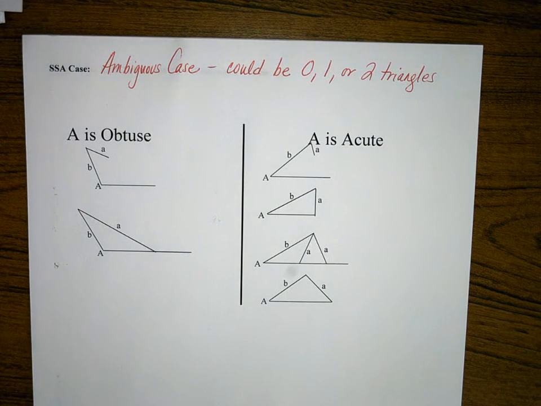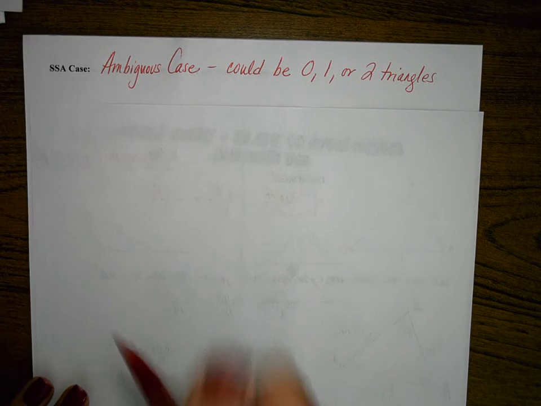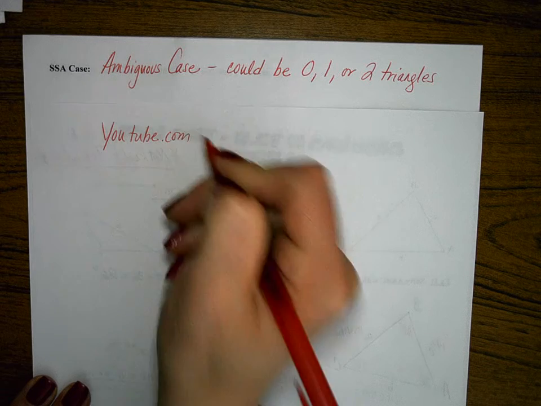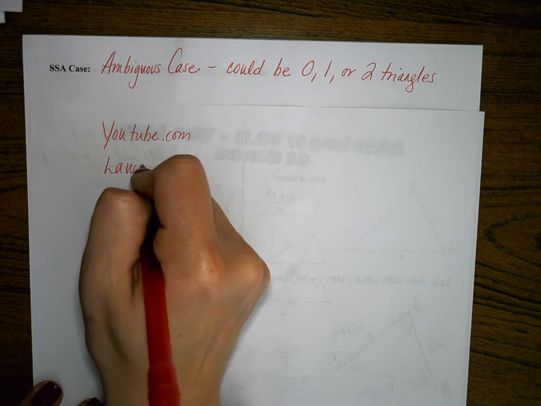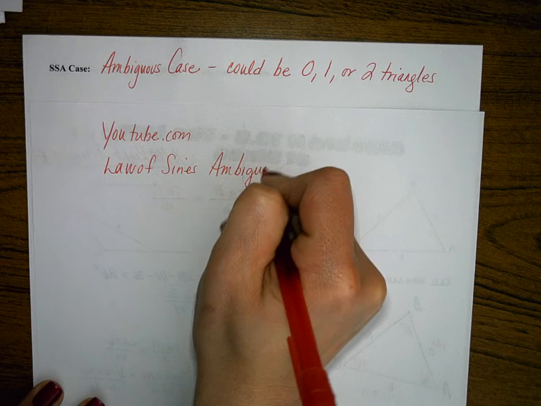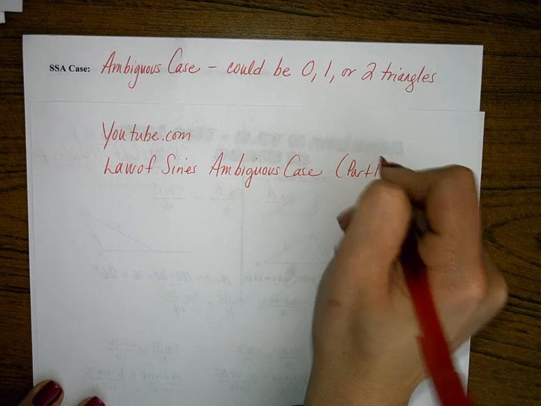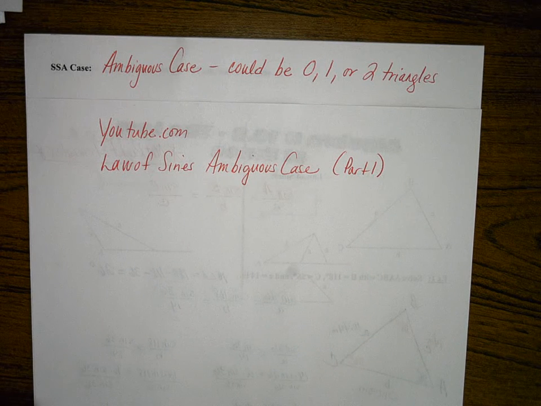Okay, in order to understand this situation, I'm actually going to show you a video off of YouTube. If you are looking to reference this video later because you're not quite sure of exactly what it was, you're going to look up law of sines, ambiguous case, and it's going to be the video that it's part 1. Okay? Now, I want you to realize, however, how this video begins because it's a little bit interesting.